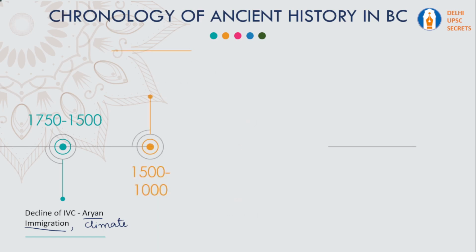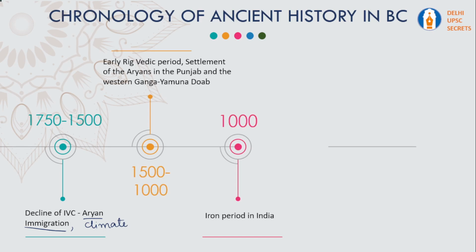Then 1500 to 1000 BC is called the Vedic period, because after the decline of Harappan culture, there was an immigration of Indo-Aryans into the subcontinent. Remember, Aryan is not a term associated with a community, it was a language, it is a linguistic identity, you must say.